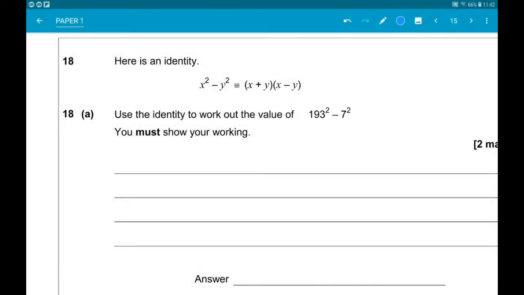Okay, next up, here is an identity. x squared minus y squared is identical to (x add y) times (x minus y). So it's the difference of two squares. You should have seen it before. We can use it to factorize quadratics sometimes. So we want to use it to work out the value of 193 squared minus 7 squared. So we're going to let x be 193 and y be 7.